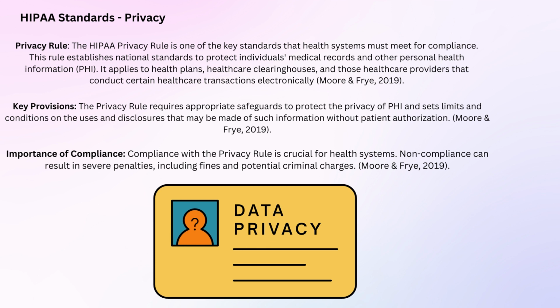This rule establishes national standards to protect individuals' medical records and other personal health information. It applies to health plans, healthcare clearinghouses, and those healthcare providers that conduct certain healthcare transactions electronically. Key provisions require appropriate safeguards, again, to protect the privacy of PHI, and set limits and conditions on the uses and disclosures that may be made of such information without patient authorization.